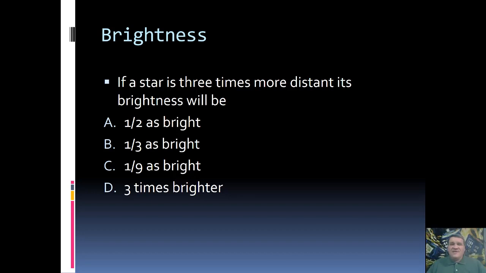All right, if it's 3 times, then the brightness is equal to the luminosity divided by 4 pi the distance squared. So the distance is now 3 times greater, so 3 squared is 9, but it's 1 over that, so it's going to be 1/9. The correct answer is C.